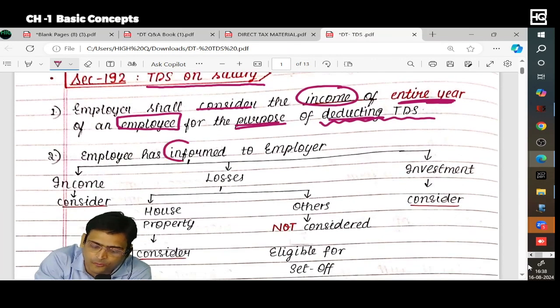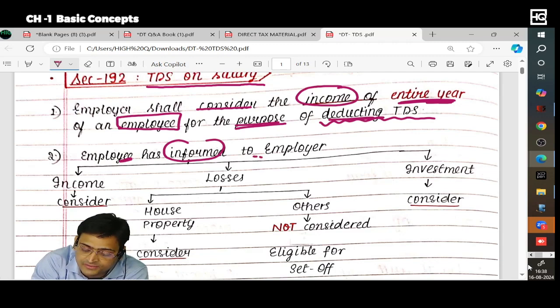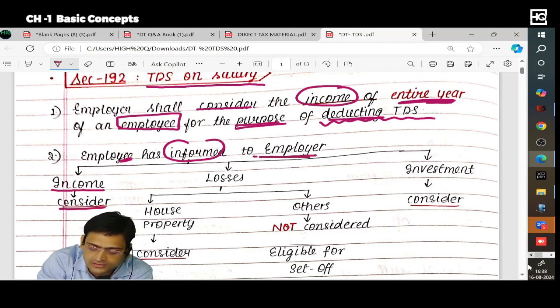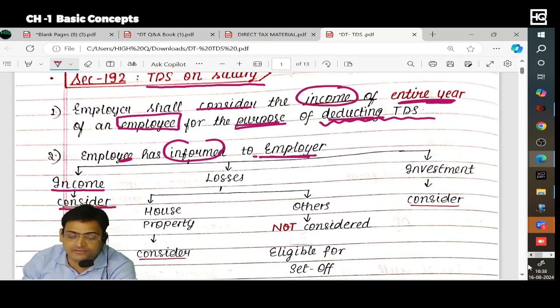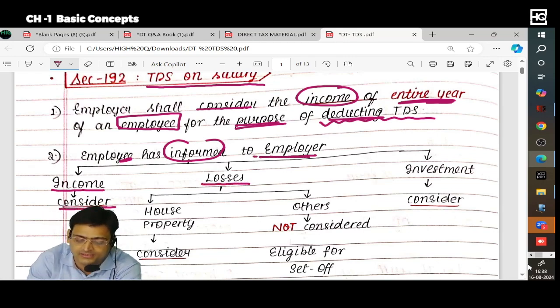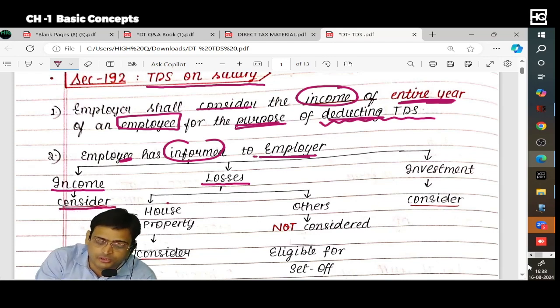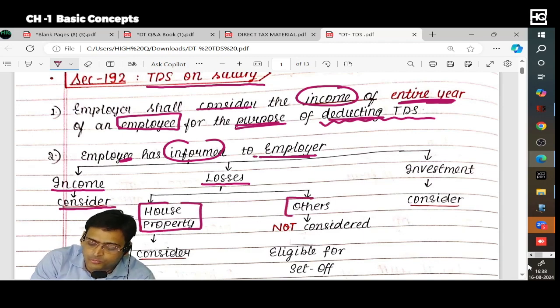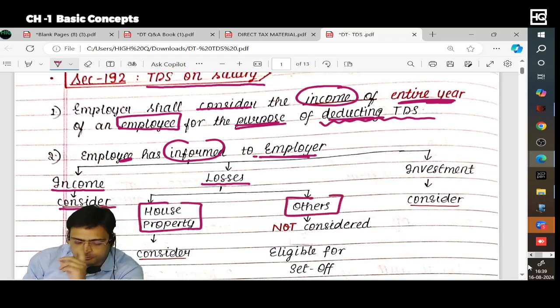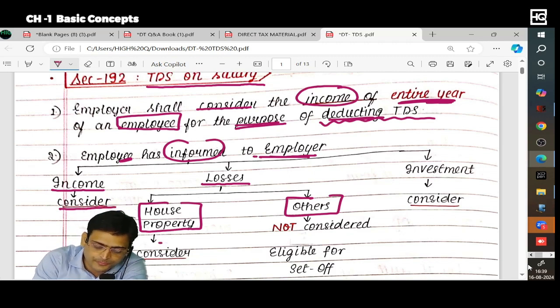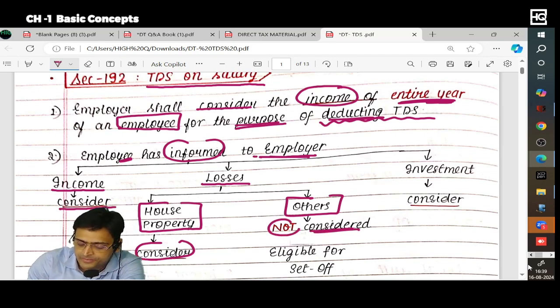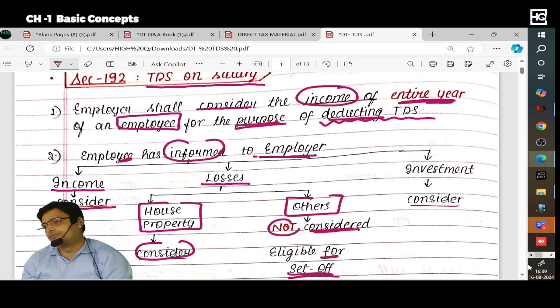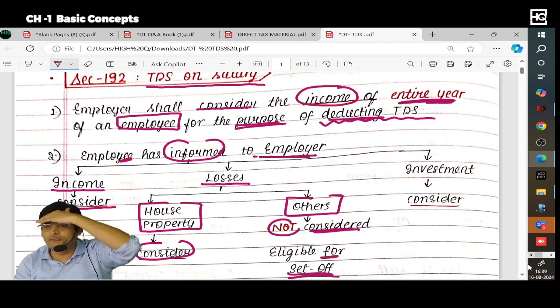So look here. Employee has to inform employer. First is income, and employer shall consider it. Are you understanding? If the employee has informed losses, two losses are possible. Number one, which loss possible? House property loss. Number two, which loss possible? Others. If it is house property loss, employer has to consider it. If it is other loss, employer has to not consider. But this is eligible for set off. Are you understanding? Respond.